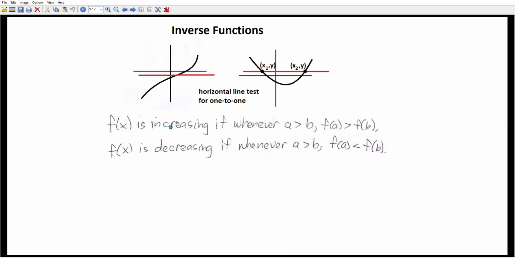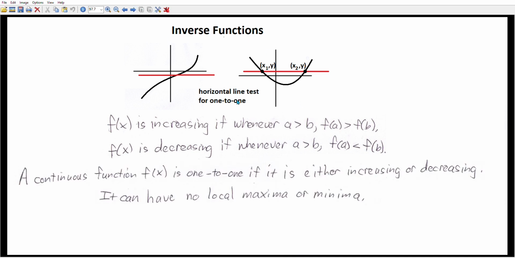So we call f of x increasing if whenever a is bigger than b, f of a is bigger than f of b. f is decreasing if whenever a is bigger than b, f of a is less than f of b. These are exactly the functions that are going to pass the horizontal line test. So a continuous function is one-to-one if it's either increasing or decreasing. It cannot have a local maximum, nor can it have a local minimum.